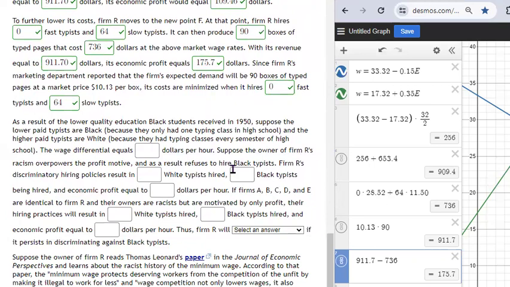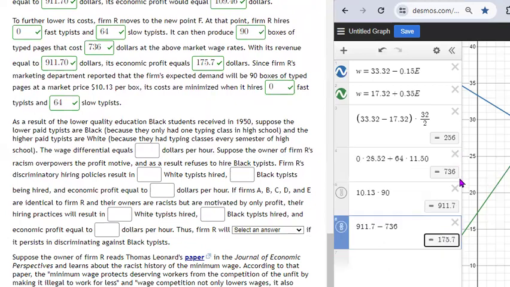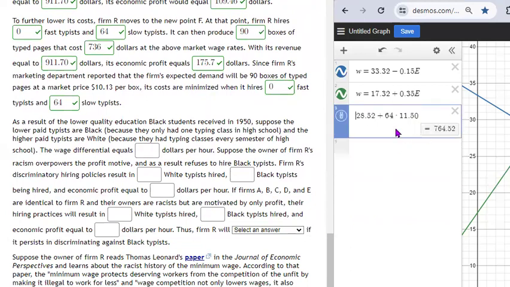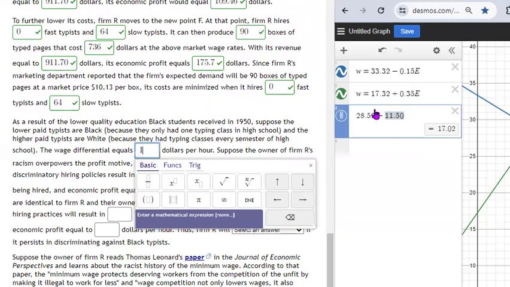Now the wage differential, let's go ahead and delete this stuff here. The wage differential, I'll go ahead and delete that too. So at the market wages, the fast typist, the white typist, their wage is $28.52. The black wage is $11.50. So the wage differential is $17.02 per hour.